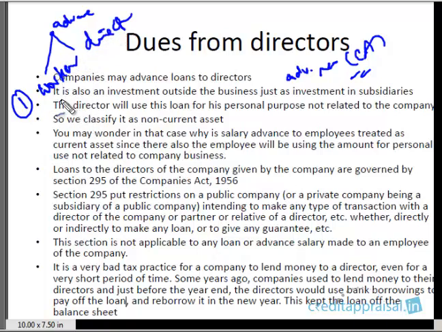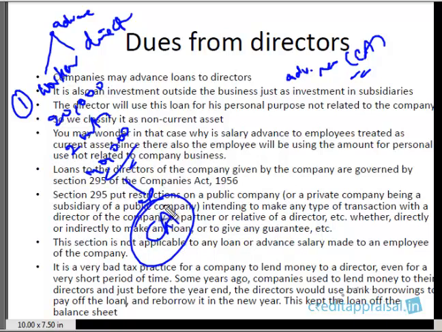So here a worker is getting a salary of say 20,000, and he asked for some salary advance. So he asked for 2 months' salary advance, and you gave him 40,000. So this is classified as a current asset. This advance is recoverable in cash or kind. You can recover it from the employee, because 2 months' salary has been given, and this is something you can recover from his work in the next 1 year.